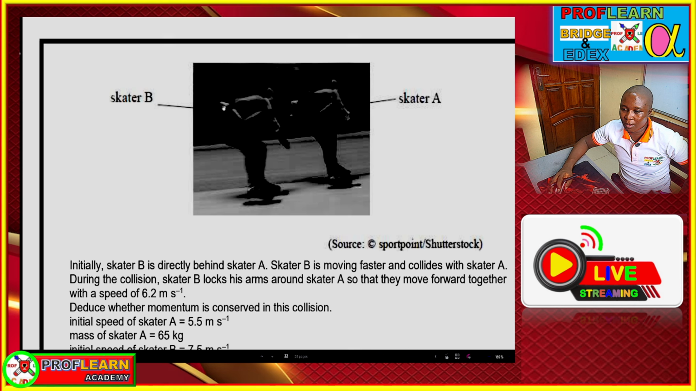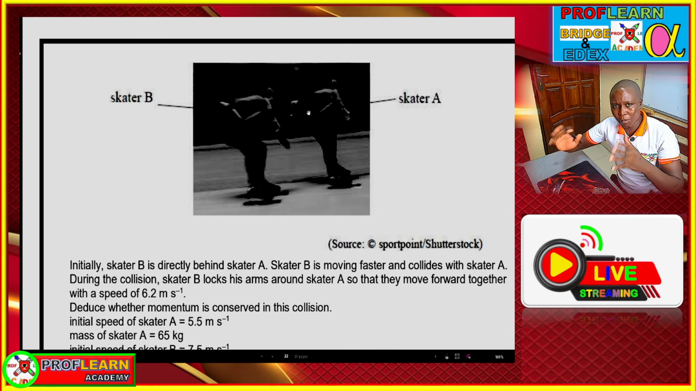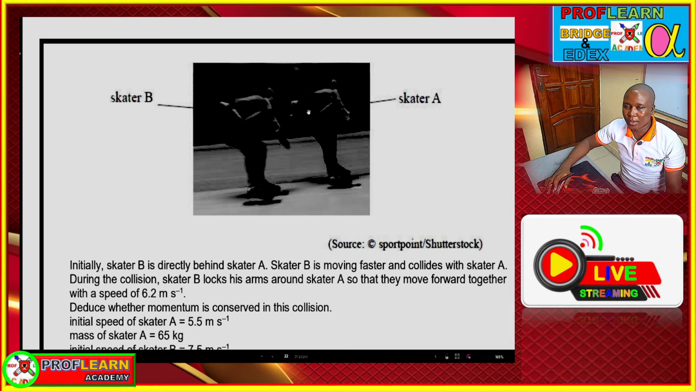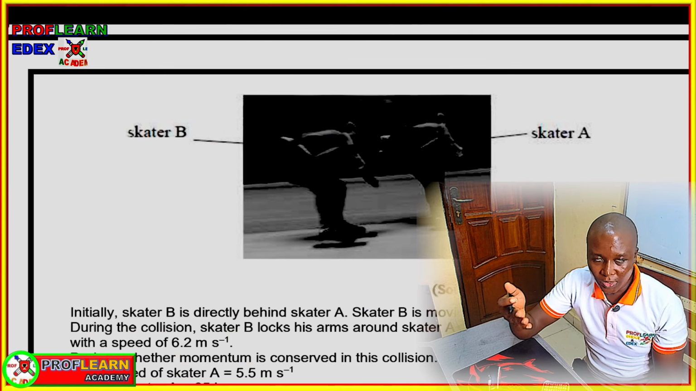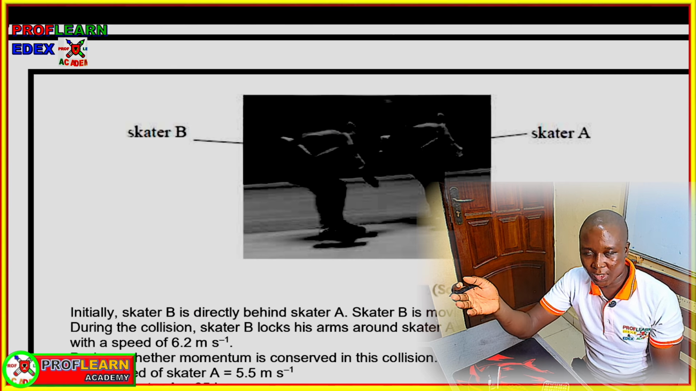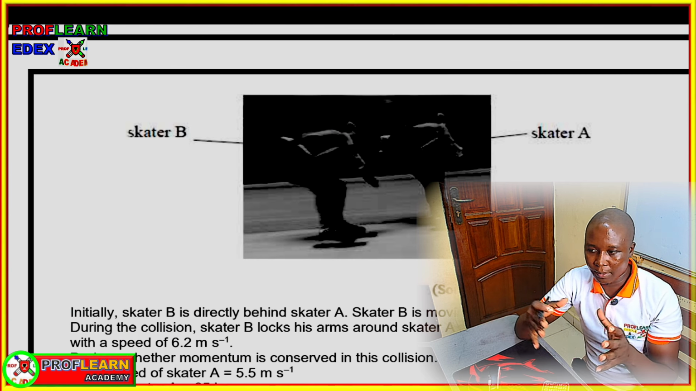So skater B is moving at a higher speed than skater A. They are going to collide, and the moment they collide, they will move at the same speed together. So we can check whether momentum is conserved by confirming the value for momentum before collision. And how are we going to get the momentum before collision of these guys? Momentum before collision will be the momentum of skater A plus the momentum of skater B. So you add them together.